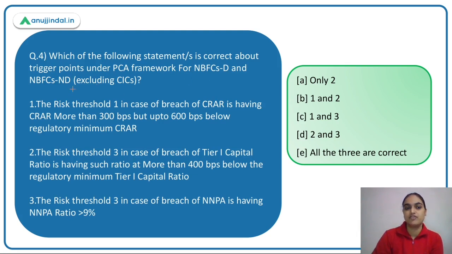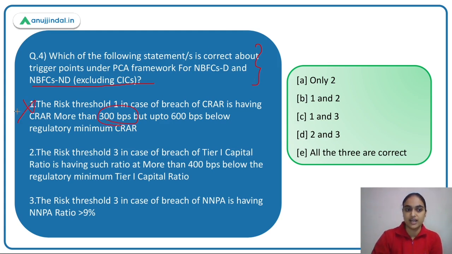Now coming to the last question, which of the following statement is correct about trigger points under PCA framework for deposit taking and non-deposit taking NBFC? इनमें से कौन से risk thresholds सही mentioned हैं यहाँ? So first is that risk threshold 1 in case of breach of CRAR is having it more than 300 basis points but up to 600 basis points below regulatory minimum. No, it was just 300 basis points below the regulatory minimum.